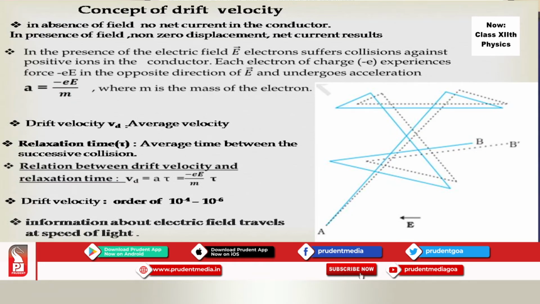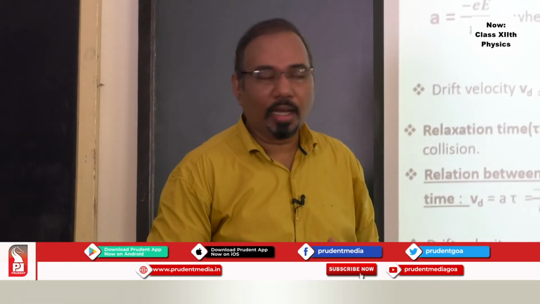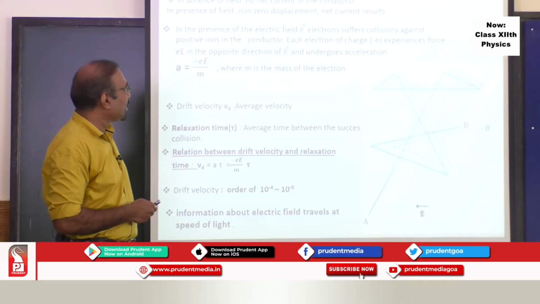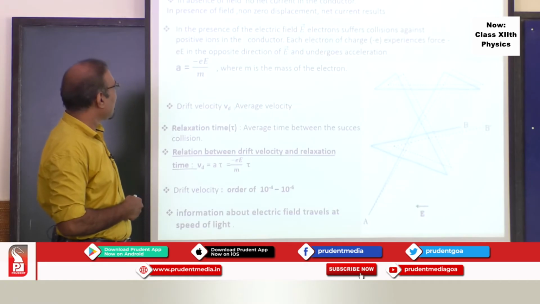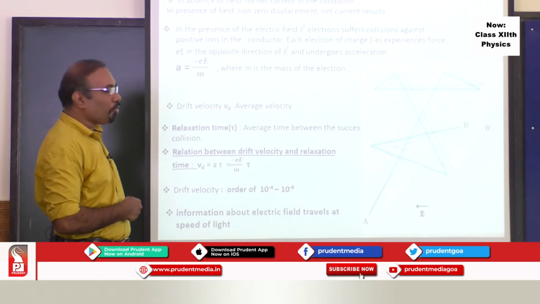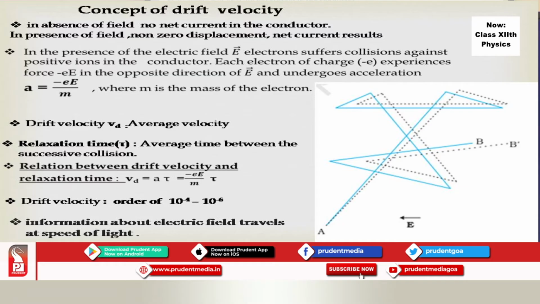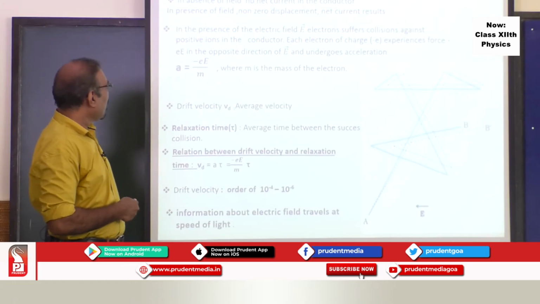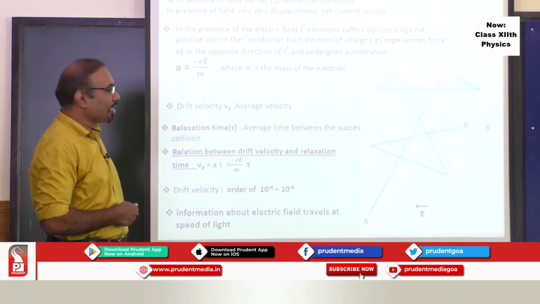So the average velocity of the electron in the direction against the electric field is called the drift velocity. We can find this average velocity by taking the force acting on the charge of an electron. Minus e is the charge of the electron, so the force is minus eE. Using acceleration is force upon mass, minus eE upon m is the acceleration. And velocity is nothing but acceleration into time.